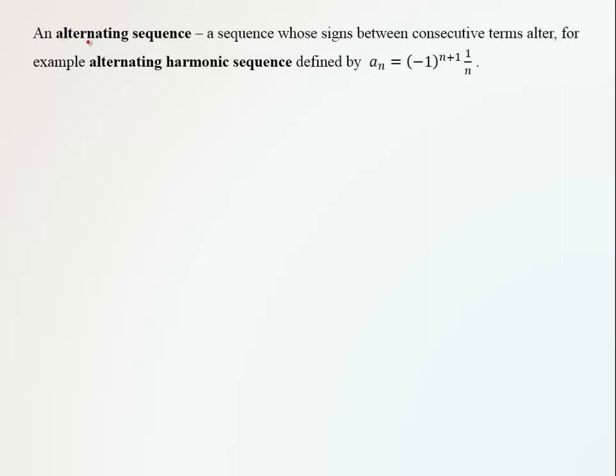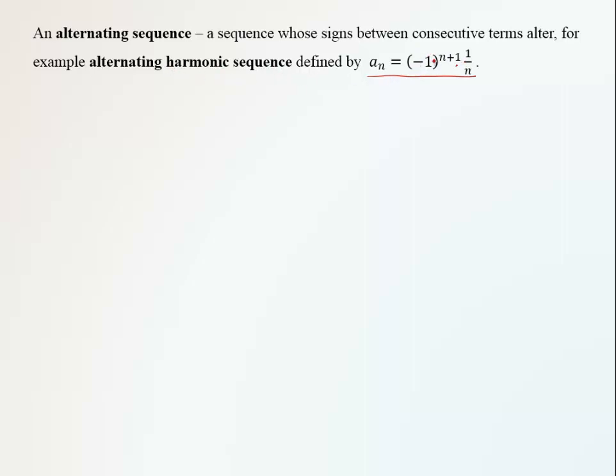Sometimes we'll deal with alternating sequences. What are those? Well, those are sequences that alternate the sign from term to term. So the first term is positive, the next negative, then positive and negative, and so on and so on. For example, we can have the alternating harmonic sequence. That's the name of this specific sequence defined by the general term (-1) to the n plus 1 times 1 over n. 1 over n without changing signs is called just the harmonic sequence.